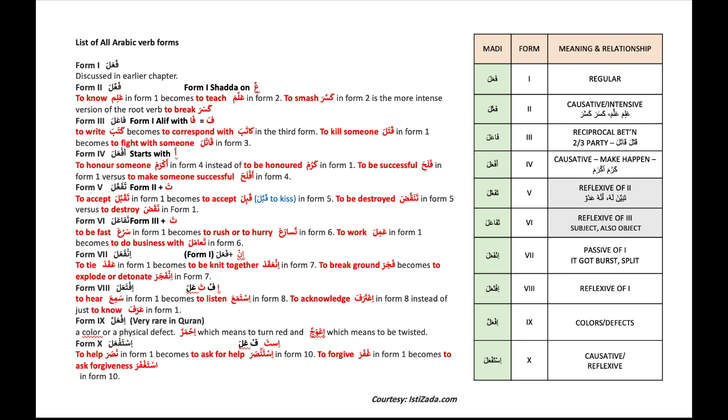Form 3. Kataba means to write. Kataba, form 3, means to communicate, to correspond. Qatala means to kill someone, but qaatala means to fight with someone. So kataba means just simply to write. But when it is kaataba, it means writing to someone else, involving other parties. Kataba means to write, standard, and kaataba means to write to someone.